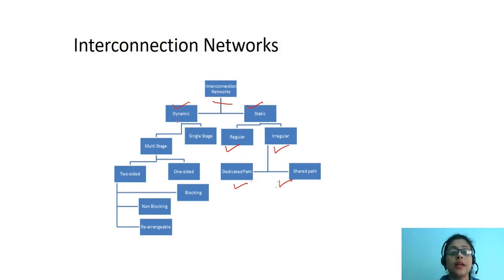Looking at the dynamic type of interconnection networks, we can have single stage interconnection network or we can have multiple stage interconnection network, which are also called MINs. Now, these multiple stage interconnection networks can be two-sided or one-sided. Under the category of two-sided multi-stage interconnection networks, we can have blocking type of network, or non-blocking network, or rearrangeable type of network.